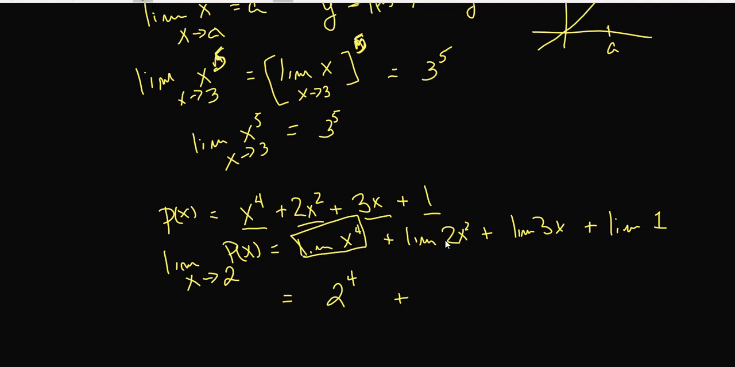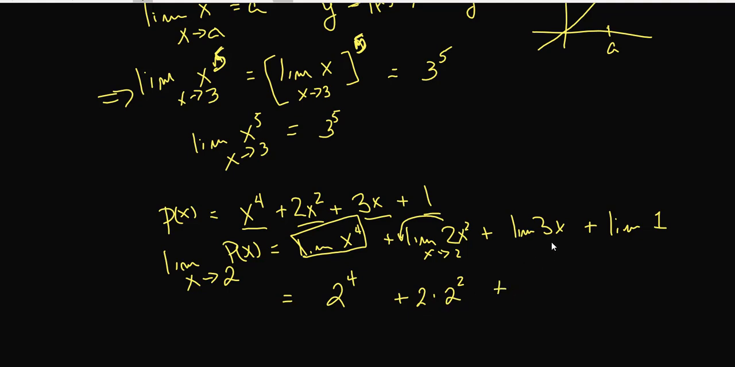And then this part we know how to do because we said we can take the 2 outside. So we're going to get 2 times this limit without the 2. So the limit of x squared, again, as x goes to 2. That's the same kind of problem as this was as well. So this is going to be 2 squared, right? And now we have 2 times 2 squared.